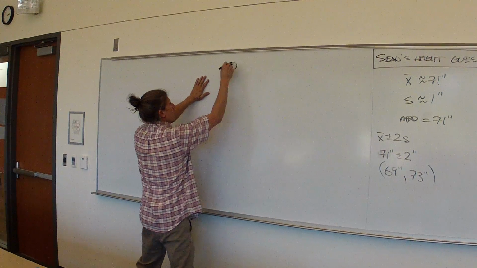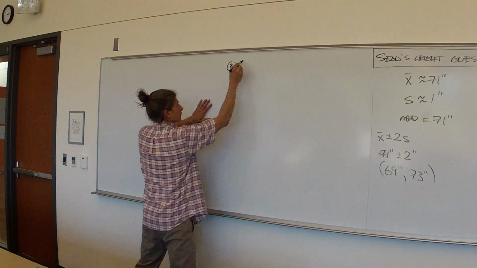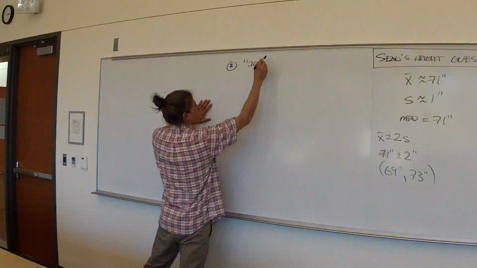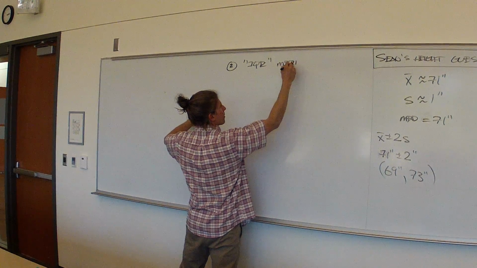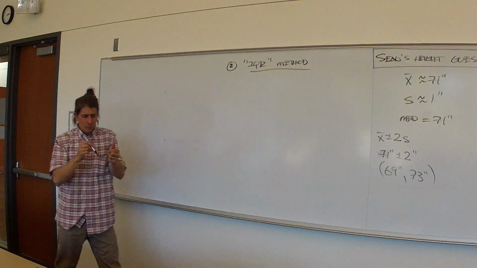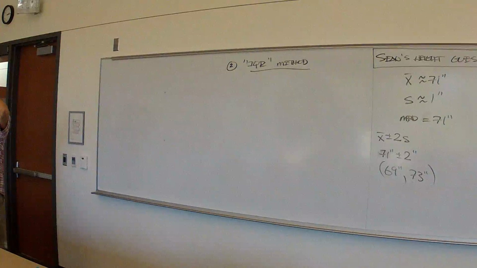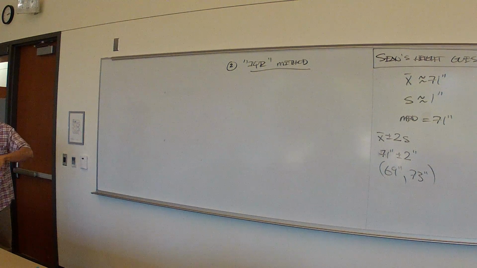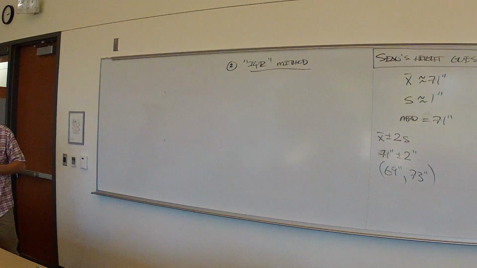So here's method number 2. Now, this will work for any data set, not just skewed. So you can also use this on bell-shaped data, which is why students kind of like this, because it's more universal. It's got a more universal application.